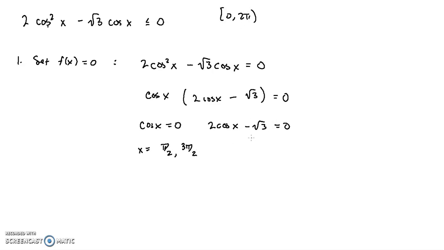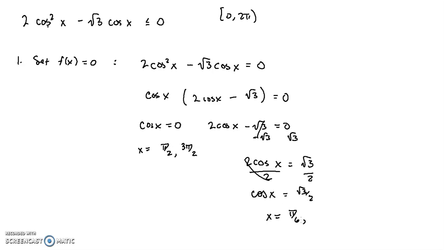And then this one we need to solve, so we're going to move the square root of 3 over, and then the 2. Okay, so we get cosine of x is equal to square root of 3 over 2. So that happens at pi over 6. And then it's going to happen again in the fourth quadrant at 11 pi over 6. Okay, so these are going to be our x-intercepts.